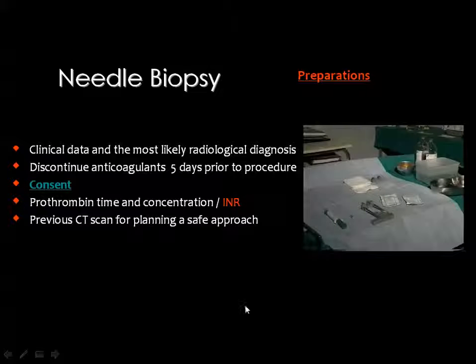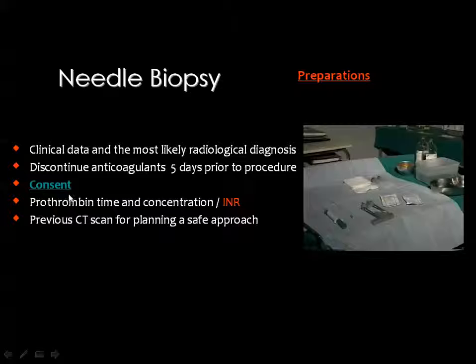Then before you are going to biopsy a lesion in the chest, you should first have adequate clinical data, and you should know the most likely radiological diagnosis from the films. You should inspect the films to design the approach for your needle, whether it is an anterior approach or posterior approach or lateral approach according to the accessibility of the lesion. Then if the patient is on anticoagulant therapy for any reason, he should discontinue this treatment for 5 days before the procedure.